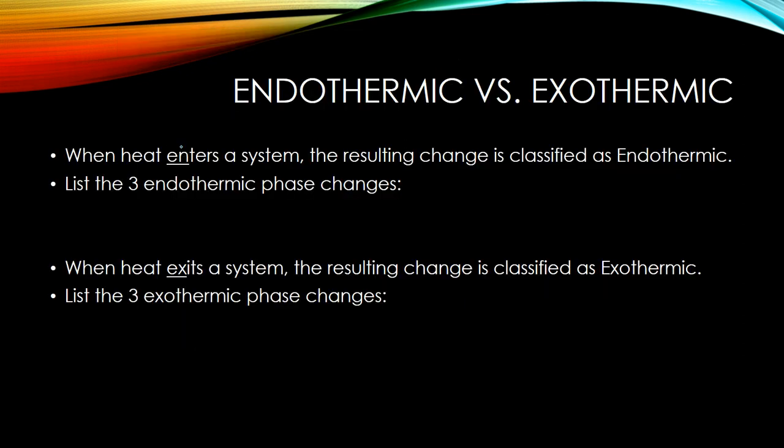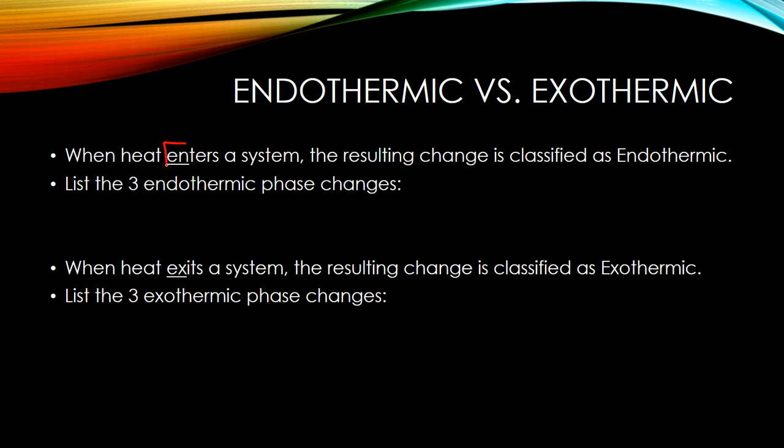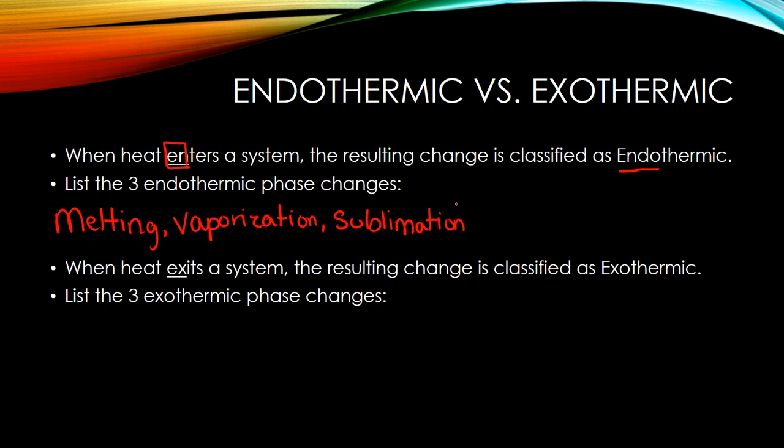So like I said, energy may have to enter the system. Okay, so if it has to go into the system, and I'm going to use red again here, that is called endothermic. So that prefix endo means within. So there are 3 phase changes that are endothermic. So again, that was melting, vaporization, and sublimation. And this is because, again, heat is added to the system.